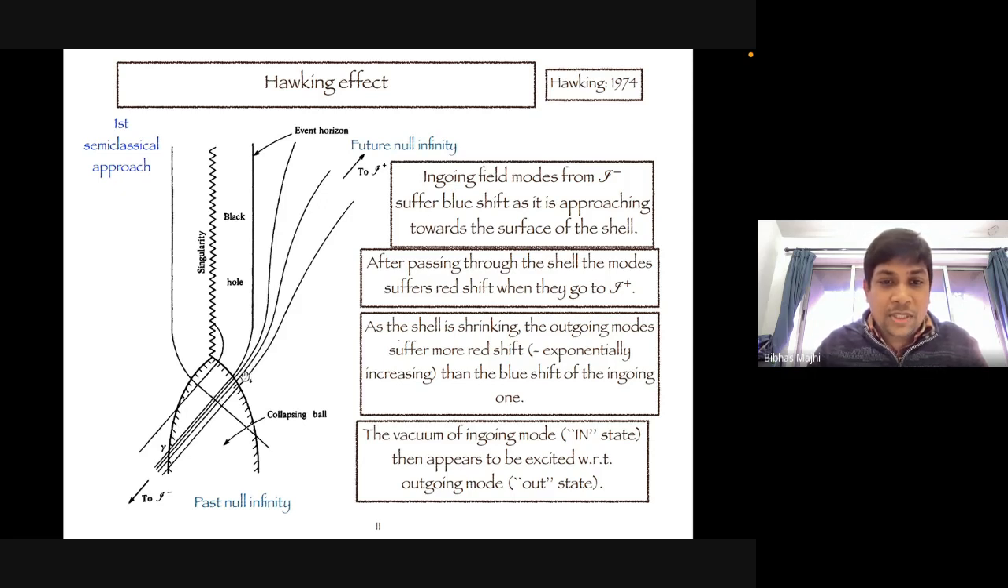But since the shell is collapsing, there will be no compensation between the blue shift and red shift, and there will be some net red shift suffered by the scalar modes. And when the collapsing shell forms the black hole, the red shift is maximal, which is exponentially growing. Now, if one compares these outgoing scalar modes with the ingoing modes, the outgoing scalar modes will see the incoming scalar modes as thermal.